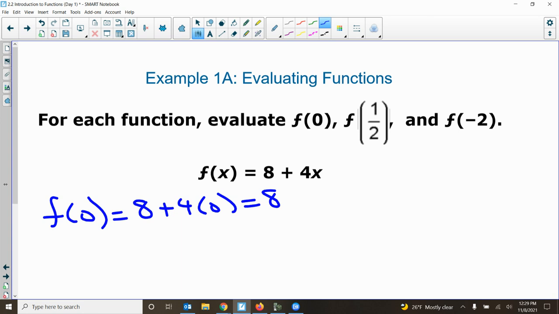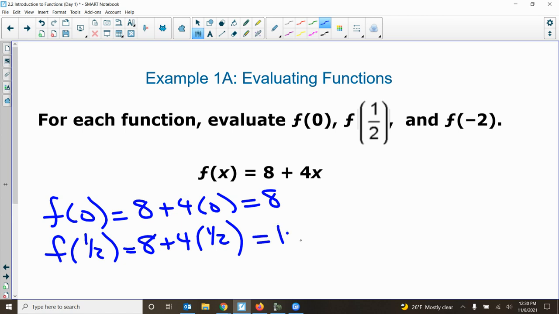Pickens, how about f of 1/2? What does that mean? It means 8 plus 4 times 1/2. What is 4 times 1/2? It's half of 4. Yes. 2. 2 plus 8 is? 10. Yep. So what is a point on that graph, Miss Pickens?